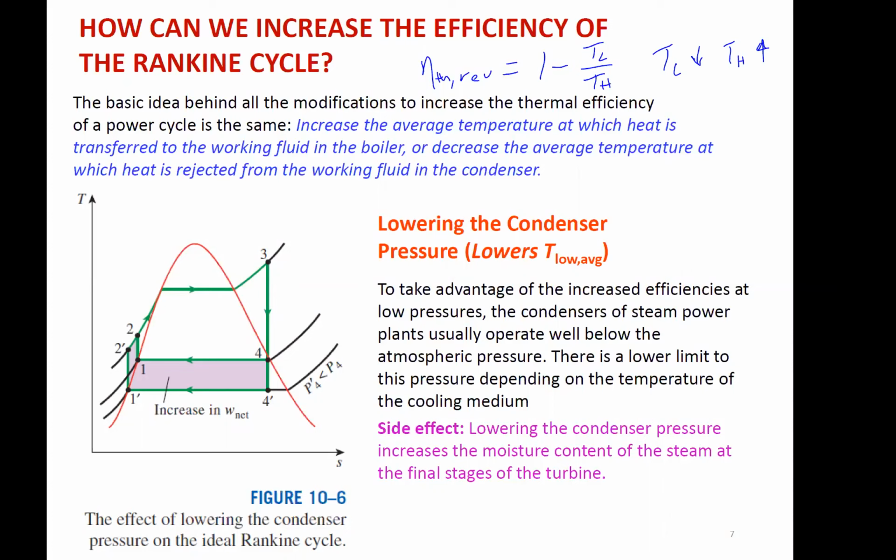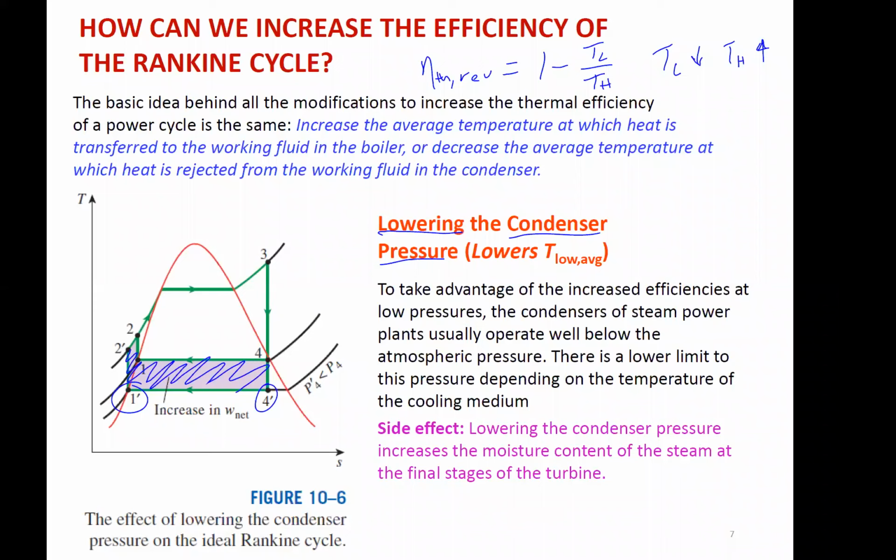Here, by lowering the condenser's pressure, we go from 4 to 4 prime, and we just created this area right here, which increases the work and increases the efficiency. Okay. There's a limit on how far we can go down because it still has to be cooled by cooling water or air. But most condensers in a steam power plant operate under vacuum pressure, so pressure lower than 100 kPa, to get that additional work.